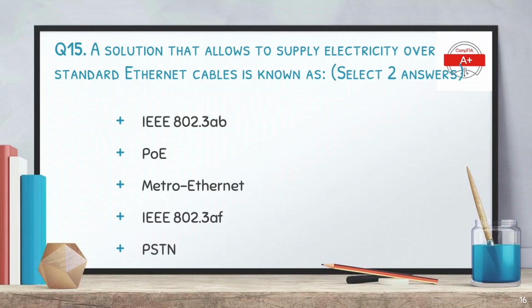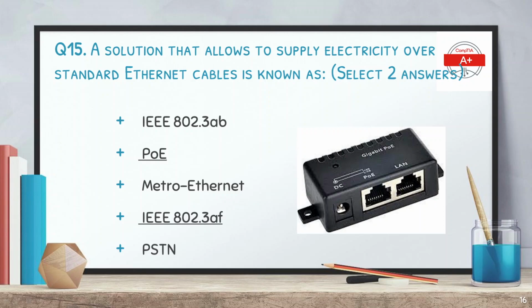Question number 15: a solution that allows supplying electricity over standard Ethernet cables is known as. We have to select two options. The options are IEEE 802.3 AB, PoE or Power over Ethernet, Metro Ethernet, IEEE 802.3 AF, and PSTN. And the correct options are PoE and IEEE 802.3 AF.